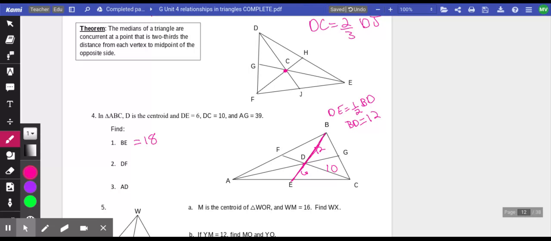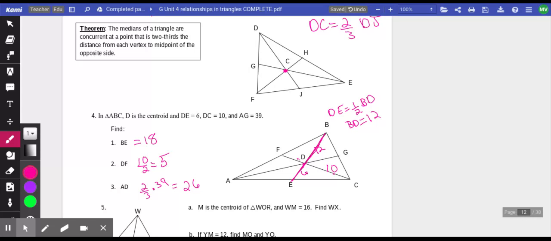DF, again, is half of DC. The bottom part is always half the large part. So DF is half of 10. So 10 divided by 2 is 5. AD, that's the top part. That's 2/3 of the whole thing. So AD is 2/3 of 39. So I do that on my calculator, and I find out AD is 26.